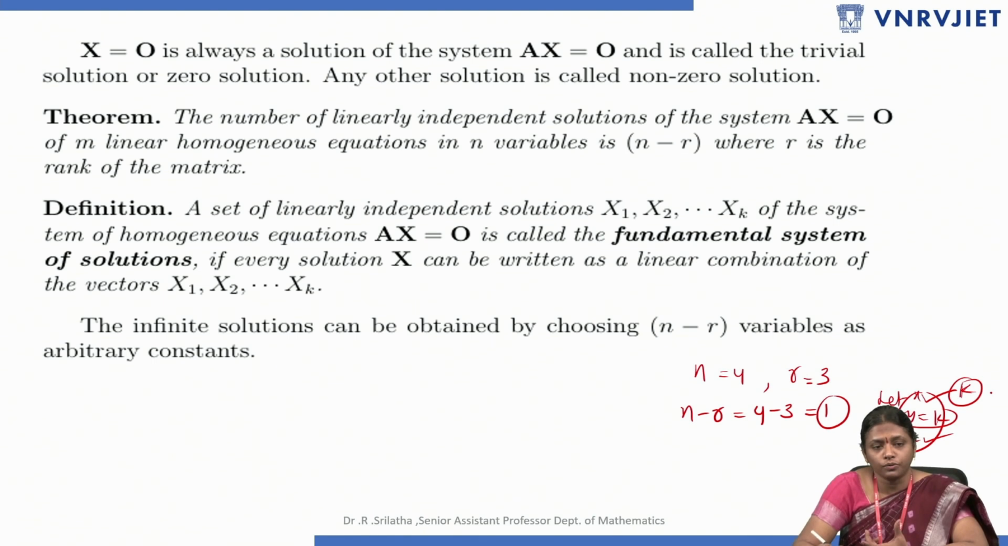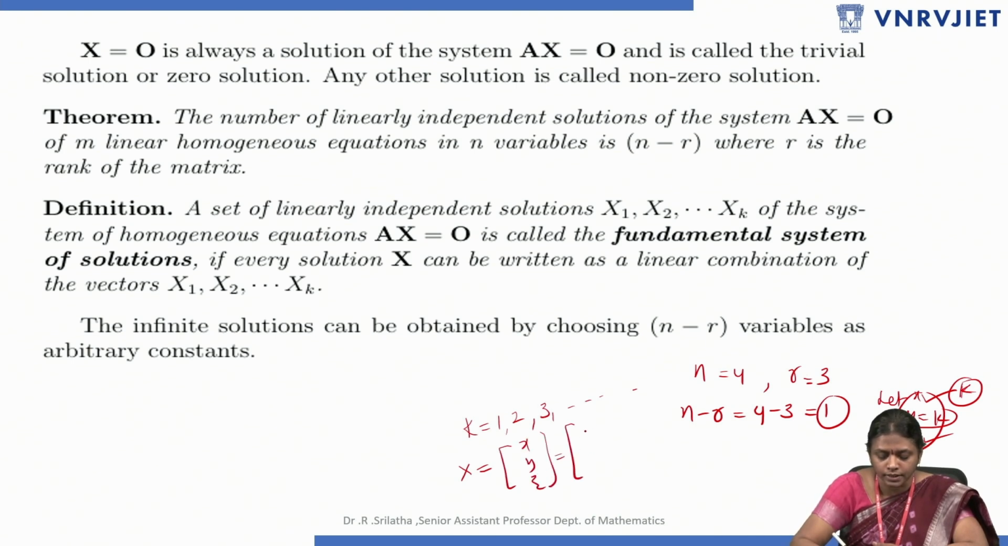So how do we say this is infinitely many solutions? For the k values, if you go on giving the values k equal to 1, 2, 3 and so on, for k equal to 1, you will get one solution. For k equal to 2, you will get another solution. And for k equal to 3, you will get another solution. Suppose 2k minus 1 and this is k. So for different values of k, we will get infinitely many solutions.